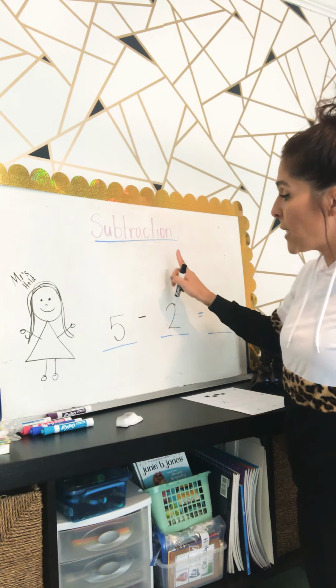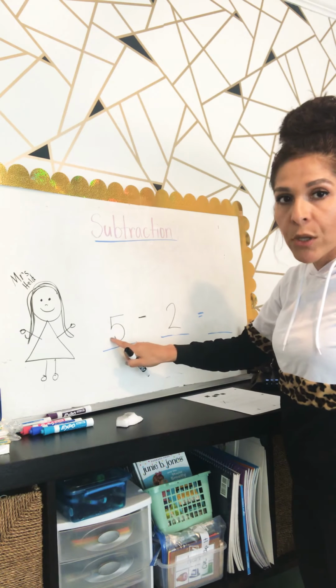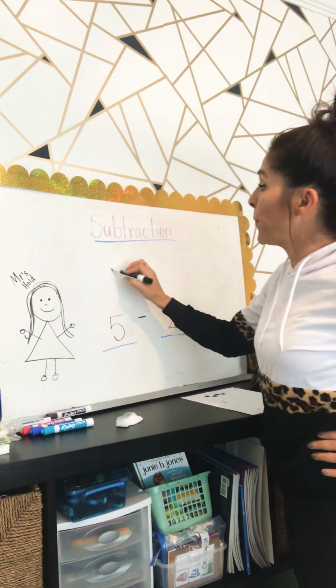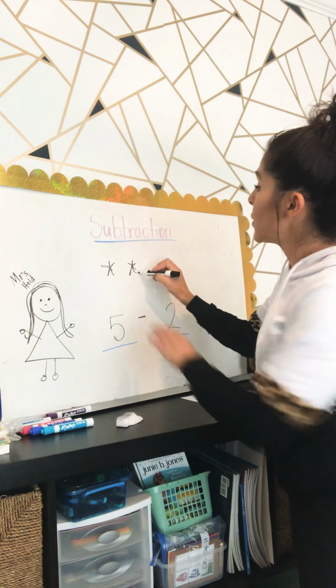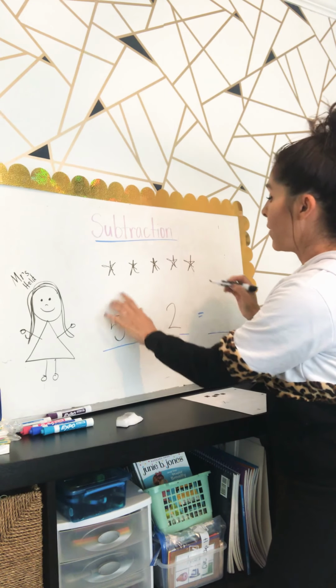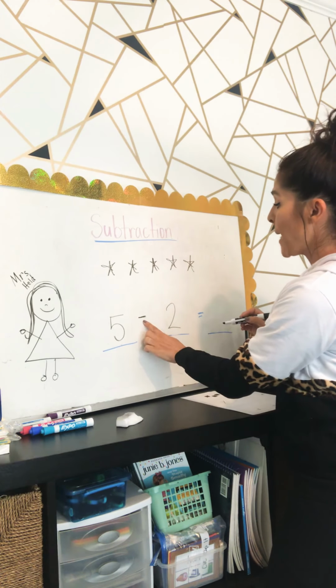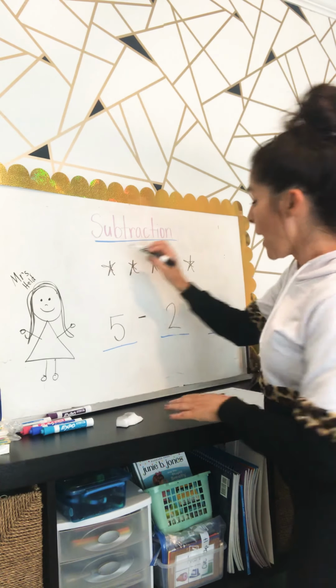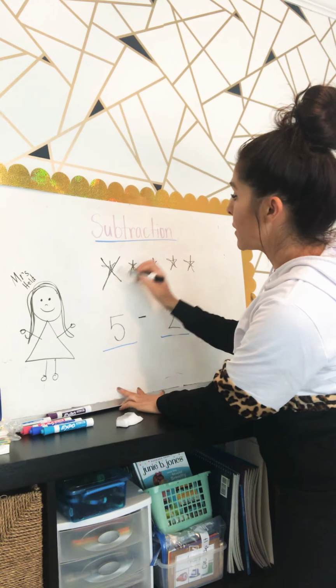So when you practice this, really focus on, okay, 5, that's what you start with. So how many pictures do you need to draw? 5. 1, 2, 3, 4, 5. 5 is what you started with. Minus 2. Take away 2. How many do you need to take away? 2. And when we take away, we always go to the front.